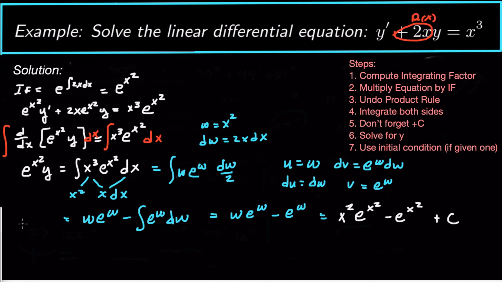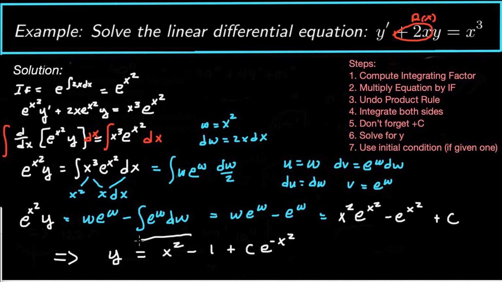And now that's what e to the x squared y is supposed to be. So e to the x squared y is supposed to be this, which means, we solve for y, we get y equals x squared minus 1 plus c e to the negative x squared. And that would be our solution.